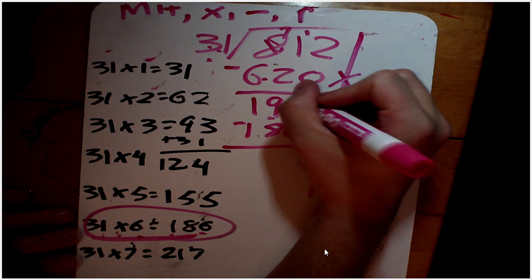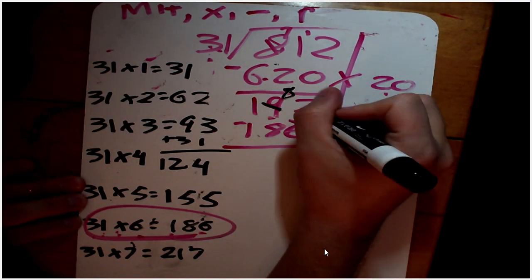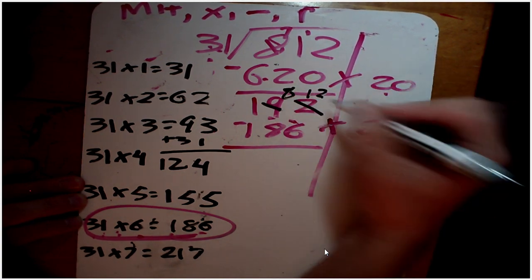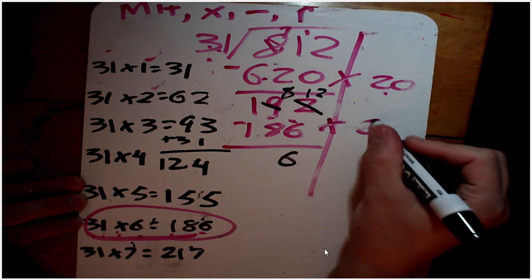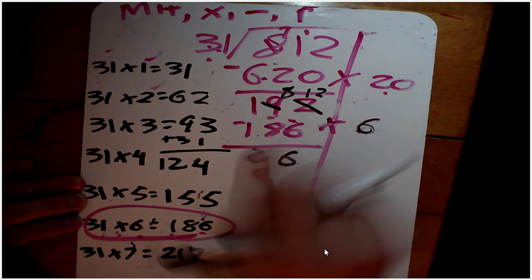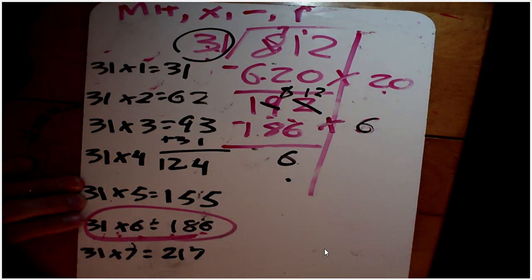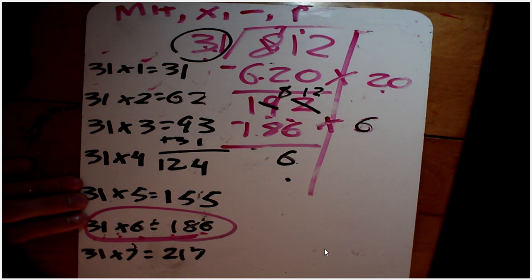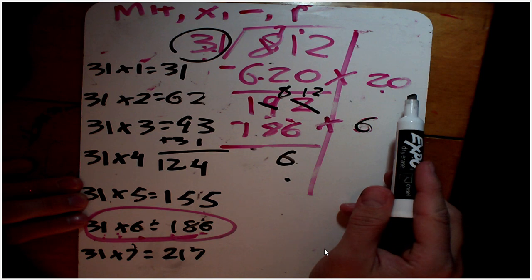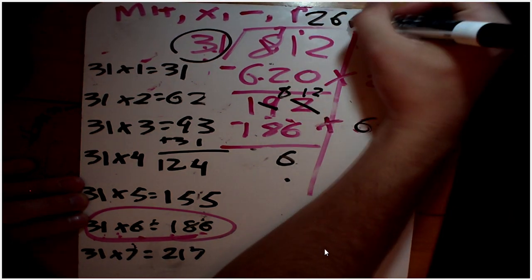I need to regroup again. So this would become an 8. We're taking 10s from here. So 10 ones plus 2 is 12. 12 minus 6 is 6. 8 minus 8 is 0. 1 minus 1 is 0. So we have 6 left over. 31 cannot go into 6. It's larger, so that becomes my remainder. We go over into this column and we add up our partial quotients. 20 plus 6 is 26. Remainder 6.